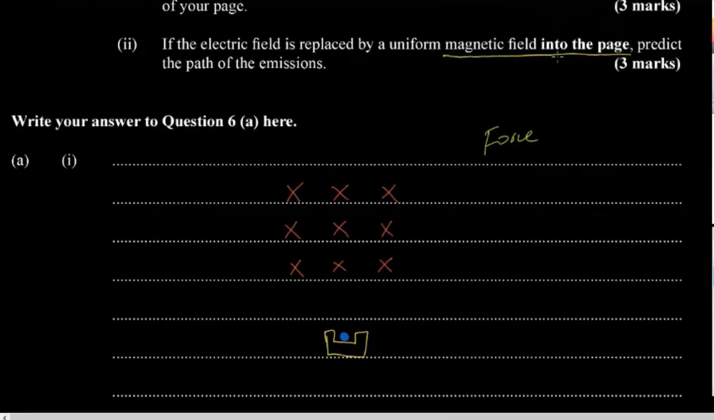Into the page. Okay. Which finger points in the direction of the magnetic field? The index finger. So in which direction should your index finger point? Into the page. Okay, good. Now, what we're saying is that the alpha particle is moving up, straight up. So which finger points in the direction of the current?